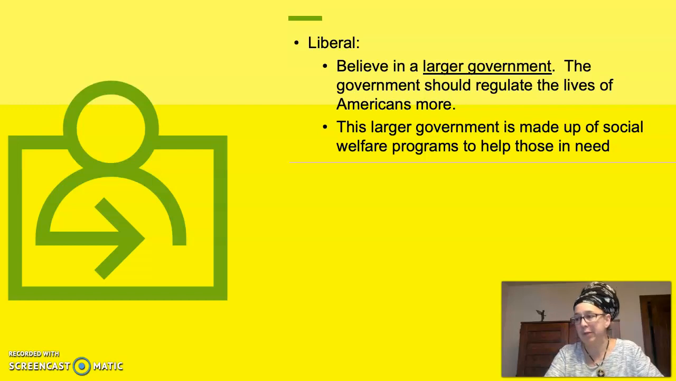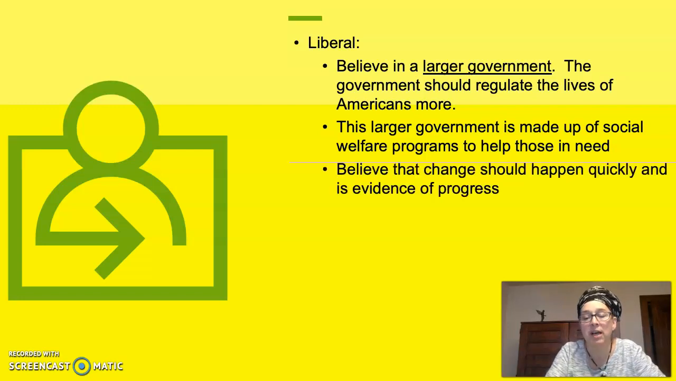So sometimes people don't have families to fall back on, but we need to have a safety net in our system and say, okay, together as a community, we can help support this person. They believe that change should happen quickly and is evidence of progress. I would argue that they believe that change should be based on well thought out studies and projections, so that it shouldn't necessarily happen without thought, but when it's ready to happen, it's time to move.